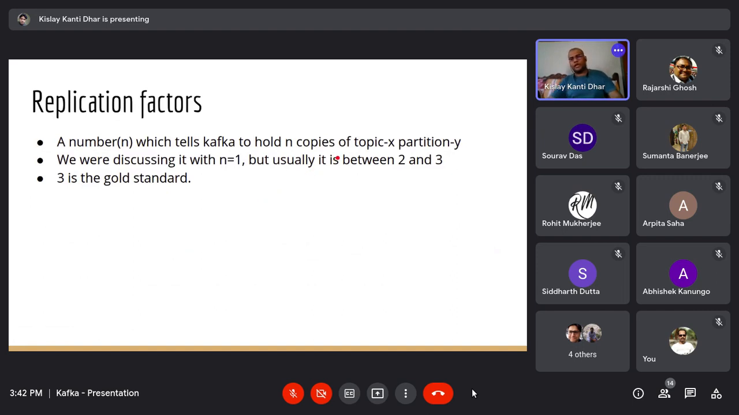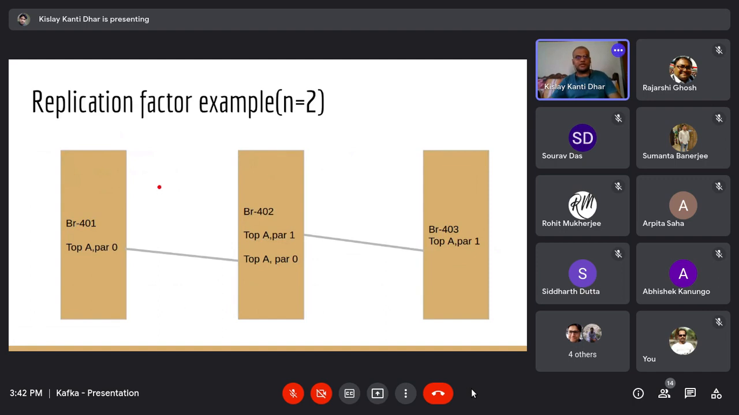Till now I was discussing with n equal to 1. But usually, in industry standard, it is between 2 and 3. It is said 3 is the gold standard because suppose one is down and another one is used for maintenance, there will still be one which has our information. So take this example, replication factor example n equal to 2. Topic A partition 0 is also available in another broker, and topic A partition 1 is also available in broker 403.